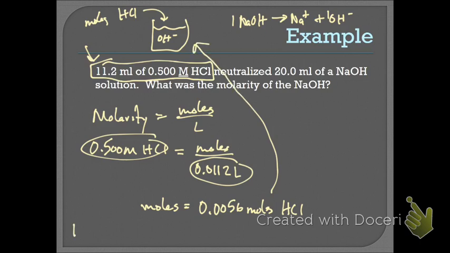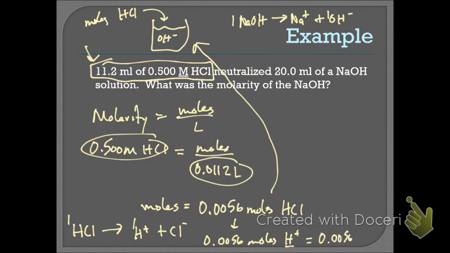Now, if you remember, when I put HCl in water, it dissociates or ionizes into H plus and Cl minus. But I want you to see it's a 1-to-1 ratio. So if I have 0.0056 moles of HCl, I also am adding 0.0056 moles of H plus. Now, if I use this many moles of H plus and the pH is 7, or it's neutral, that means I also know that there was 0.0056 moles of NaOH.